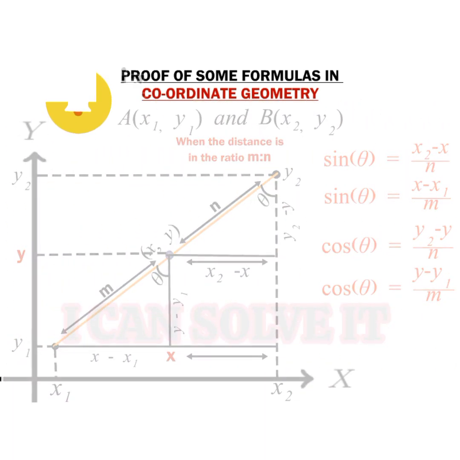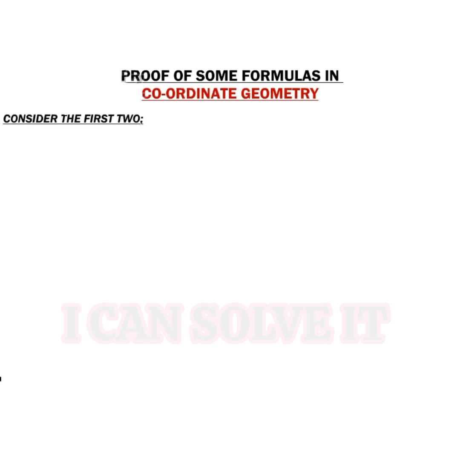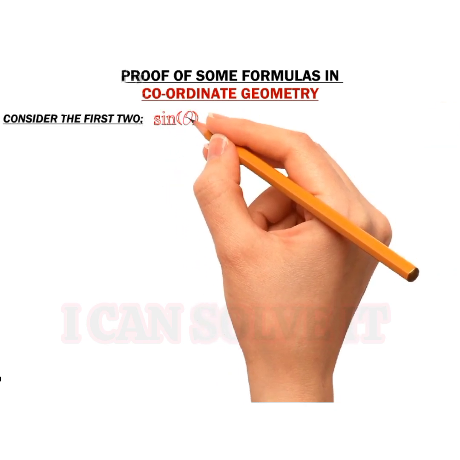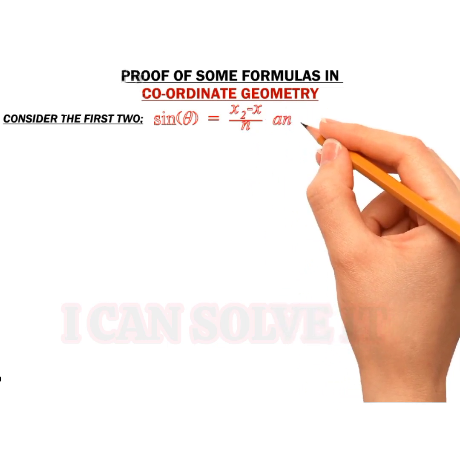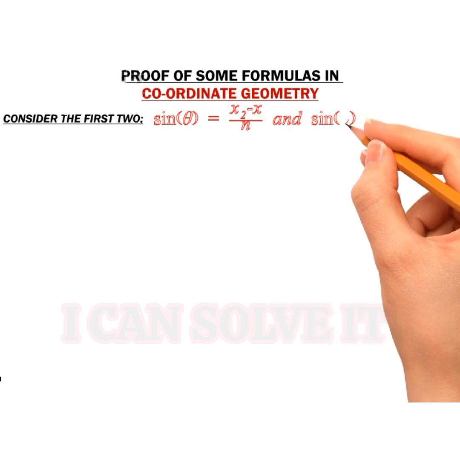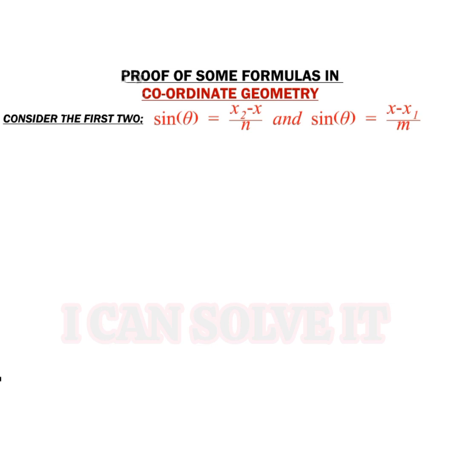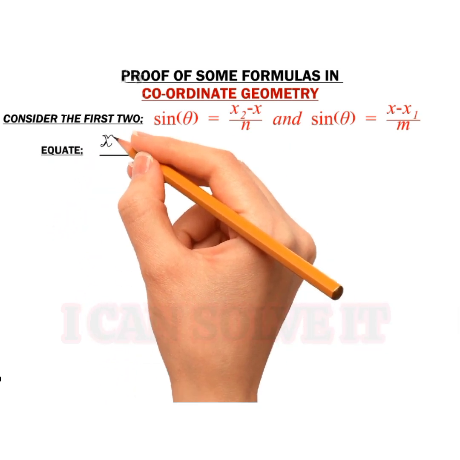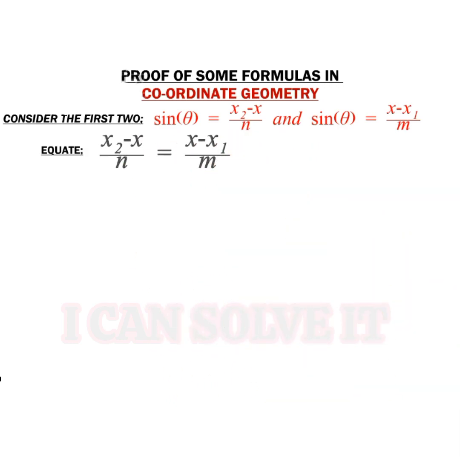Now we have 2 of sine theta, and 2 of cos theta. Let's start with the sine. Sine theta equals x2 minus x over n, and sine theta equals x minus x1 over m. Let us equate the right-hand sides, since the left-hand sides are equal. So, x2 minus x over n equals x minus x1 over m.